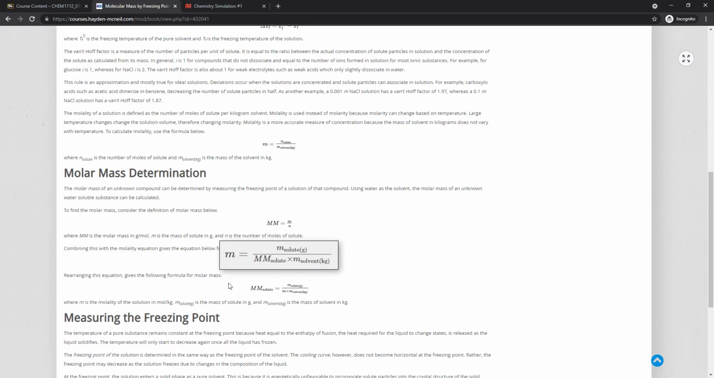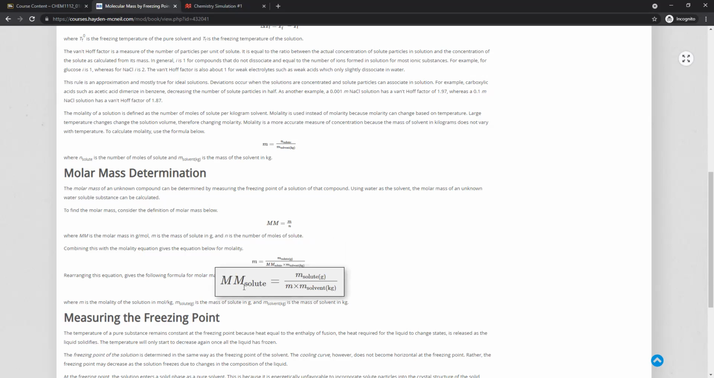Doing some algebra, we can see that the molecular mass of an unknown, which we're trying to find, is equal to the mass of our solute divided by molality times mass of solvent. So a little bit confusing equation there, not something that's used all that often, but hopefully with this page open, you can follow along with this algebra. If not, I will, of course, be there to help you.